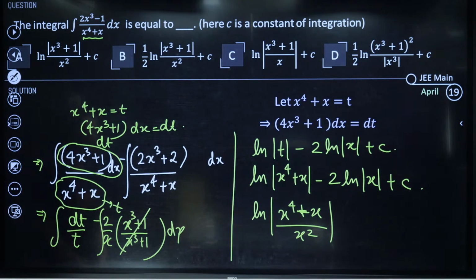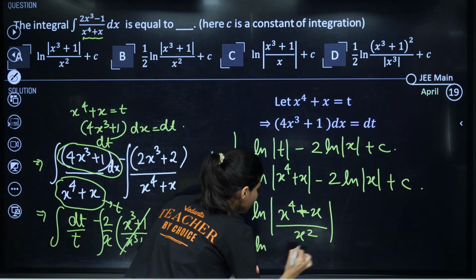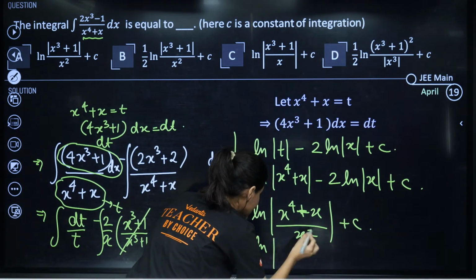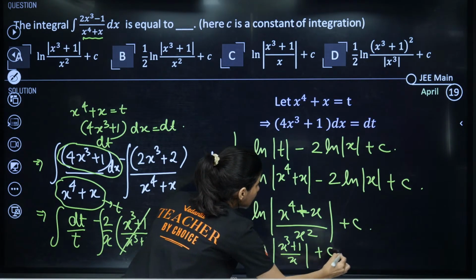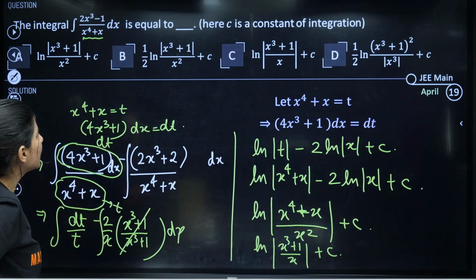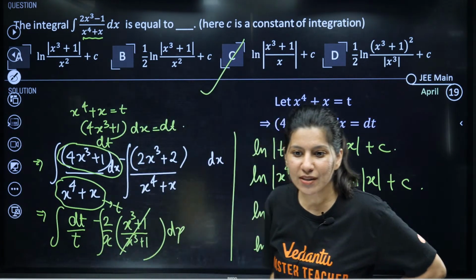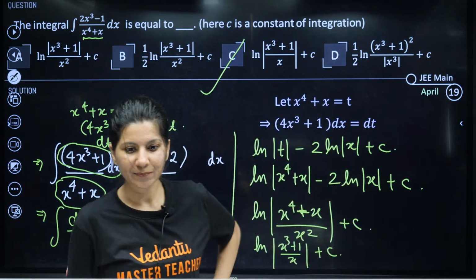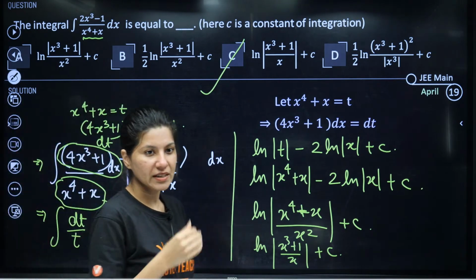Upon x square. Okay, so x cube. So this is going to be log of plus c. Log of x, if I take common, x cube plus 1 upon x plus x cube plus 1 upon x plus c. Now, can you see option C is absolutely right? Yes? Clear? Option C right? Okay?